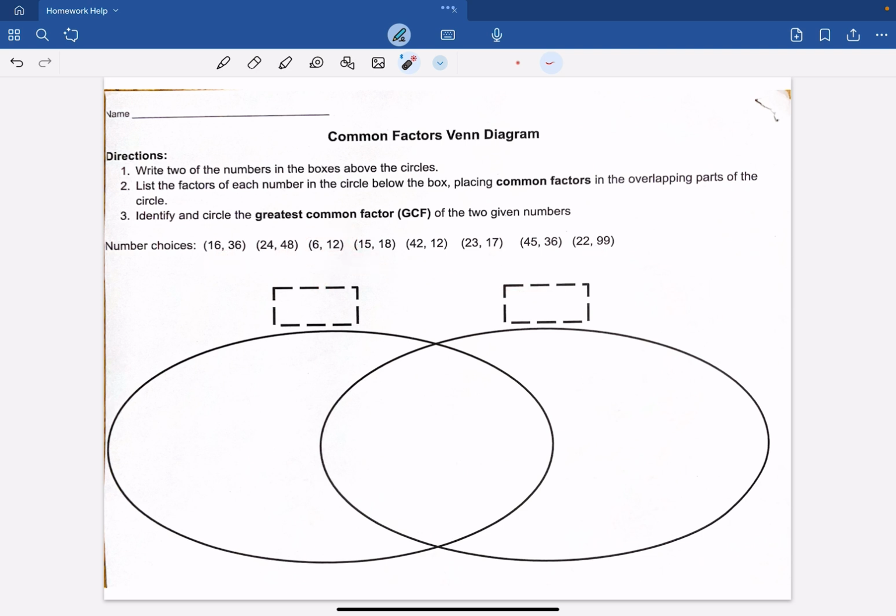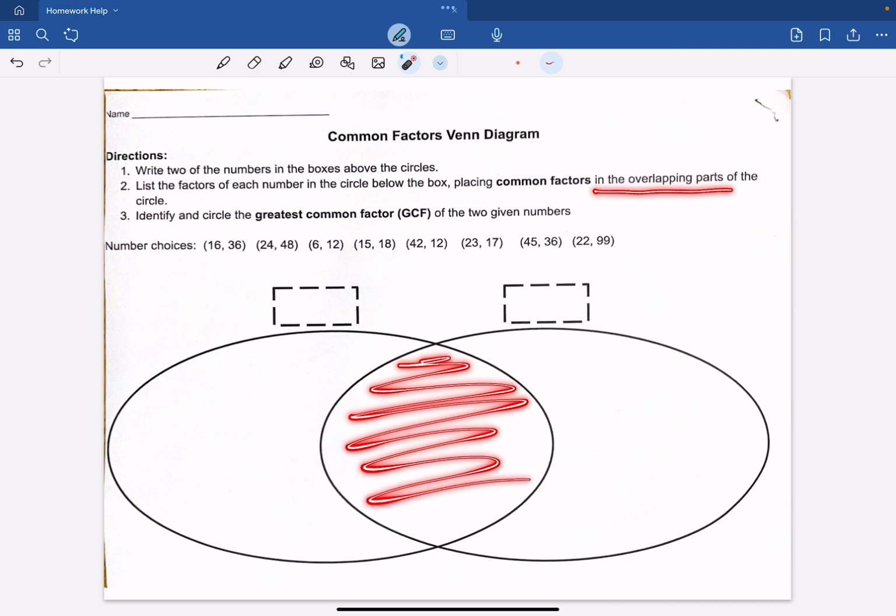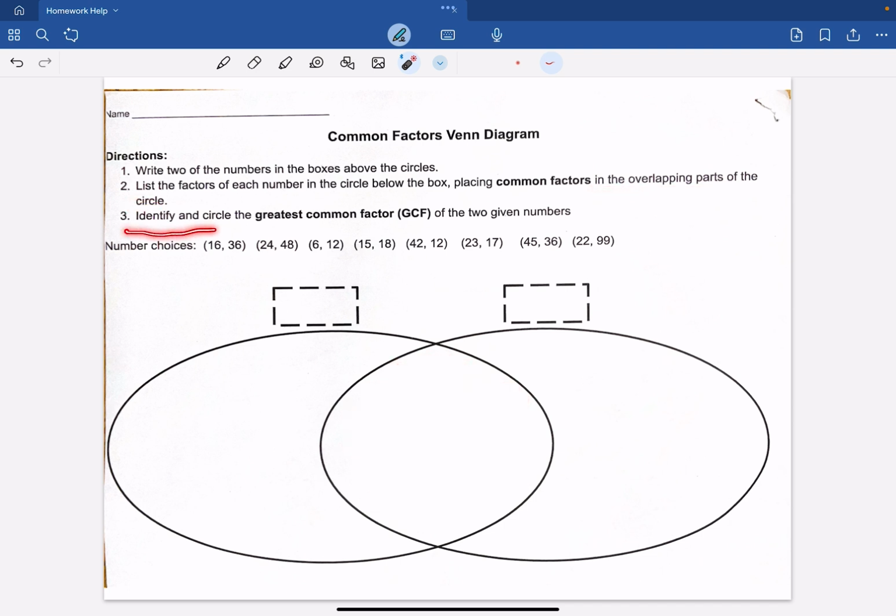And I'll do one of them to model. So then it says to list the factors of each number in the circle below the box, placing common factors in the overlapping part of the circle. Identify and circle the greatest common factor of the 2 given numbers. Okay, so the first thing we're going to do is pick a number set that we want to work with. And for this example, we'll do 6 and 12.